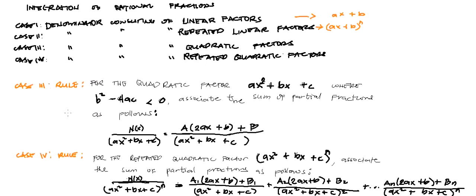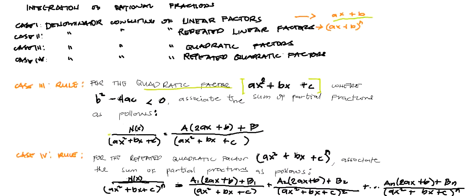Okay, so for case 3 we have the rule, like case 1 and case 2, but for this case we have the quadratic factor. So we say we have this quadratic factor here in terms of ax squared plus bx plus c, right? Last time we tackled the linear factors, but this time we have the quadratic factor in terms of ax squared plus bx plus c, where b squared minus 4ac is less than 0. Okay, so this associates the sum of partial fractions as follows.